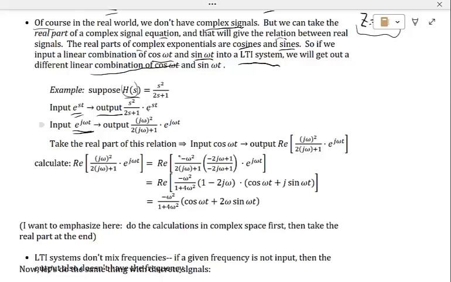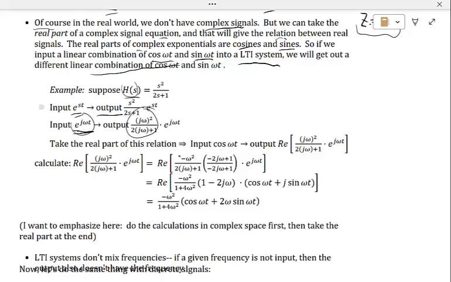Now, if the input is a complex exponential, I input this complex exponential, and I get out this Laplace transform, but evaluated at j omega, because the exponent here is j omega, right? So this doesn't seem to make a lot of sense. Here you're playing around with complex abstractions, but take the real part of this relation.